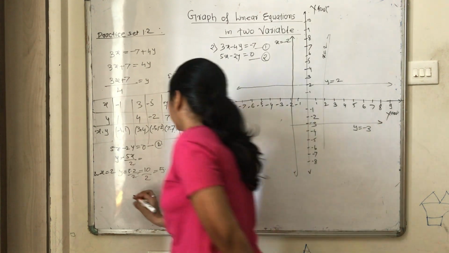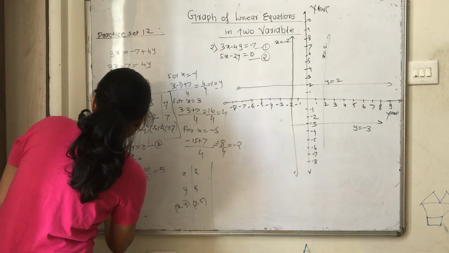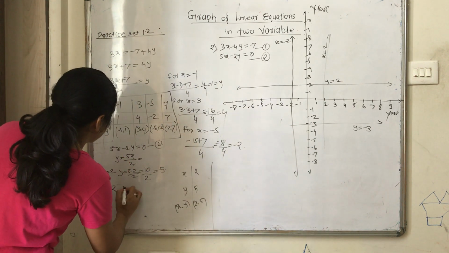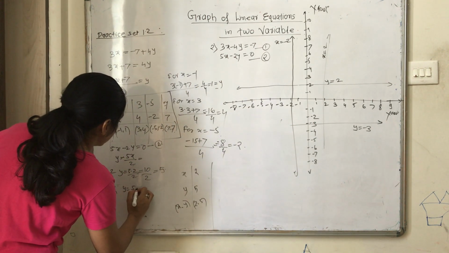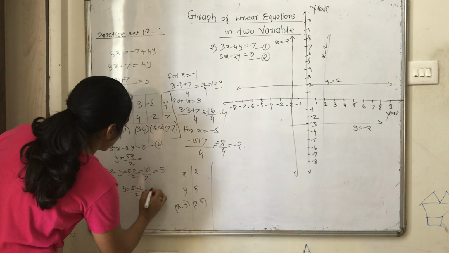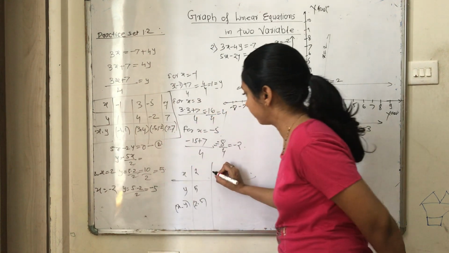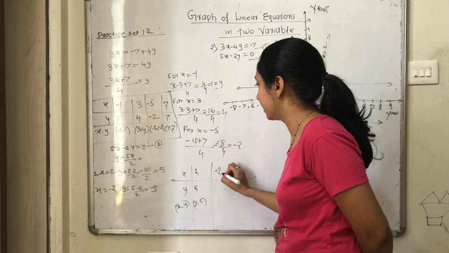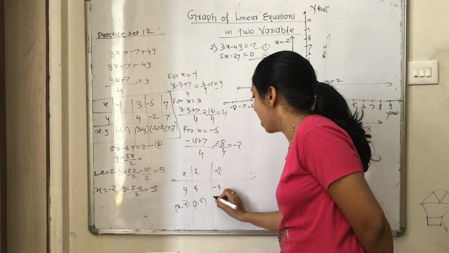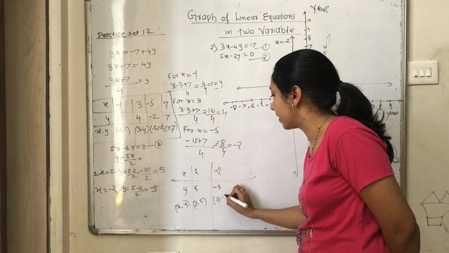Okay, next value, what will I choose? I can take x is equal to minus 2, right? At that time, what will I get? It is 5 into minus 2 divided by 2. What will be the answer? It will be minus 5. So x will be minus 2, and at that time y is minus 5. So it is minus 2 comma minus 5.